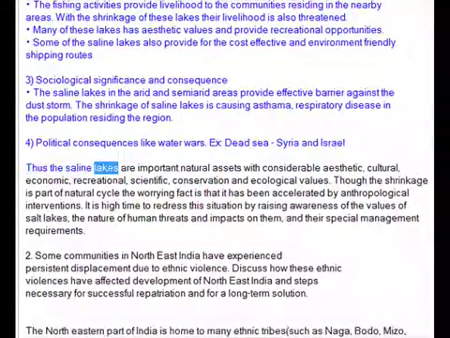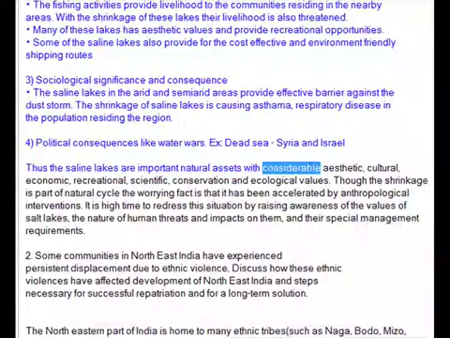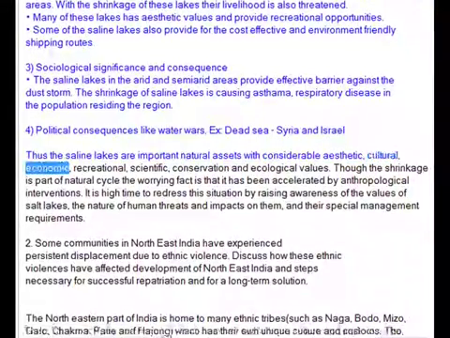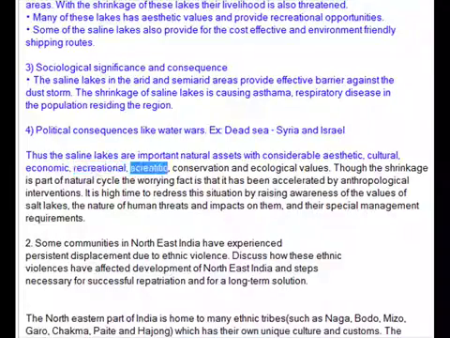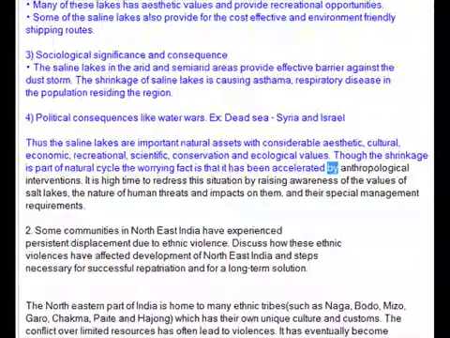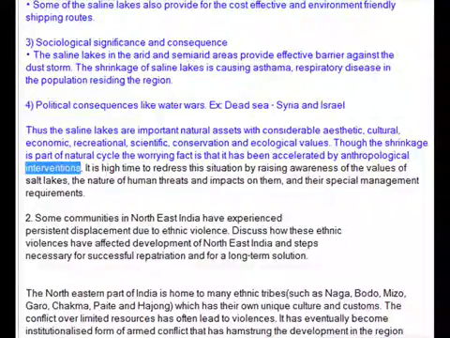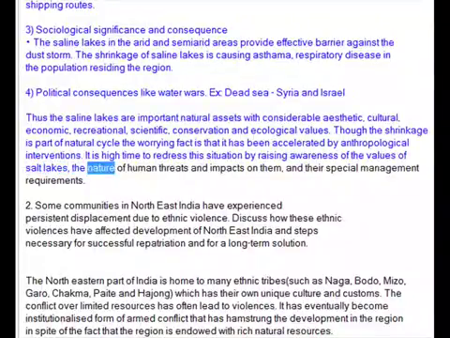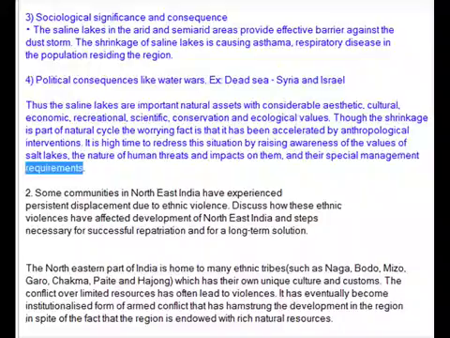Thus the saline lakes are important natural assets with considerable aesthetic, cultural, economic, recreational, scientific, conservation and ecological values. Though the shrinkage is part of the natural cycle, the worrying fact is that it has been accelerated by anthropogenic interventions. It is high time to redress this situation by raising awareness of the values of salt lakes, the nature of human threats and impacts on them, and their special management requirements.